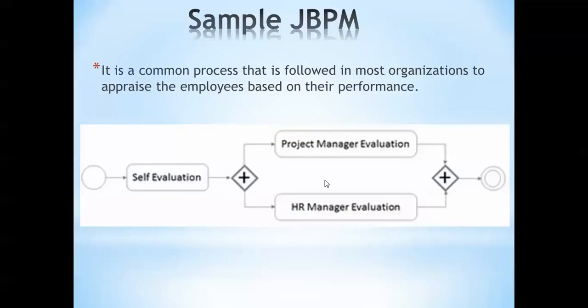So this is a sample application where there is a start point of a self-evaluation and it is diverging to two evaluations. One is the project manager evaluation and the other is the HR manager evaluation. If both are evaluated, then the process is going to end. Let's go to the demo.